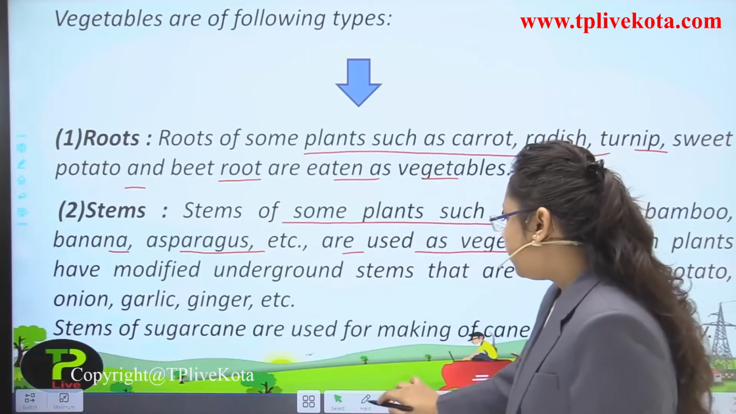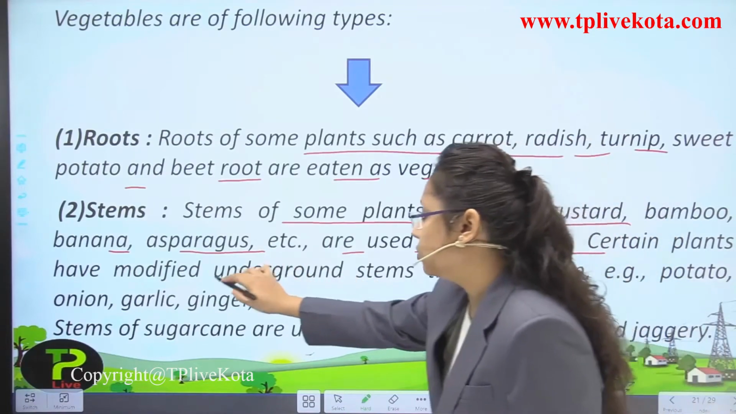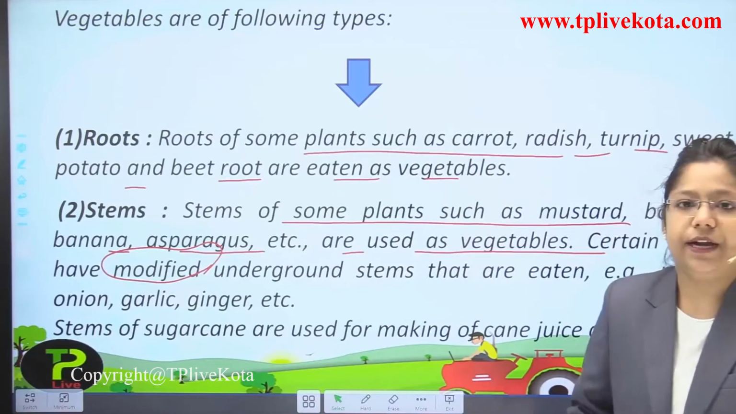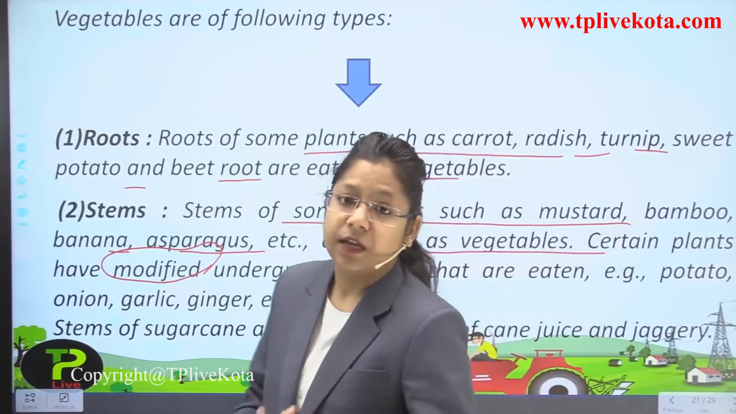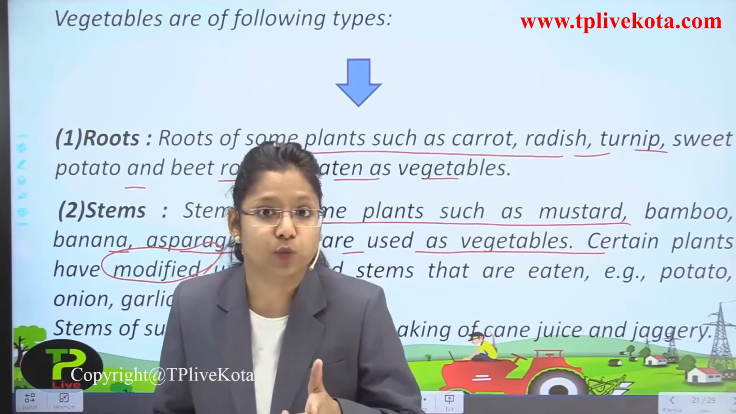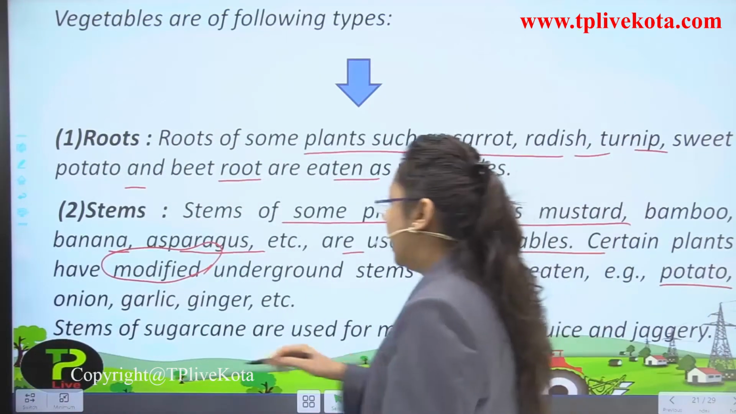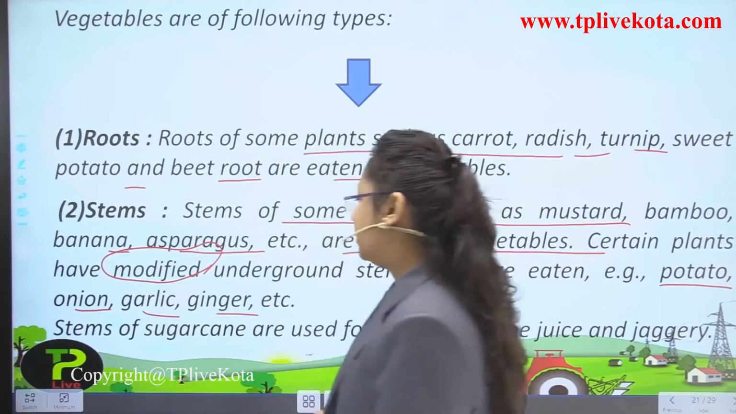Now, there are modified stems also. We are using the word modified here. Why are we using the word modified? Because these are stems, but they grow underground. So let us see the examples. They are potato, onion, garlic, ginger, etc.